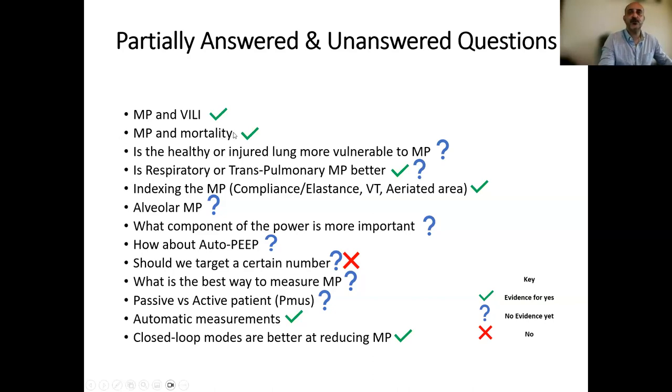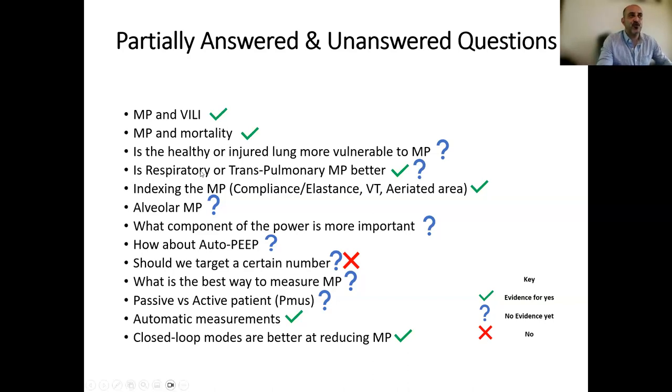How about mechanical power and mortality? And again, I think the evidence is really compelling that mechanical power is related to mortality. And targeting mechanical power might save lives. Now, the question of whether a healthy lung or an injured lung is more vulnerable to mechanical power? And here, I don't exactly know the answer. There are actually some physiology books that talk about maybe the healthy lung being more prone to injury, but there are many articles that also say that the already injured lung is more vulnerable to mechanical power.